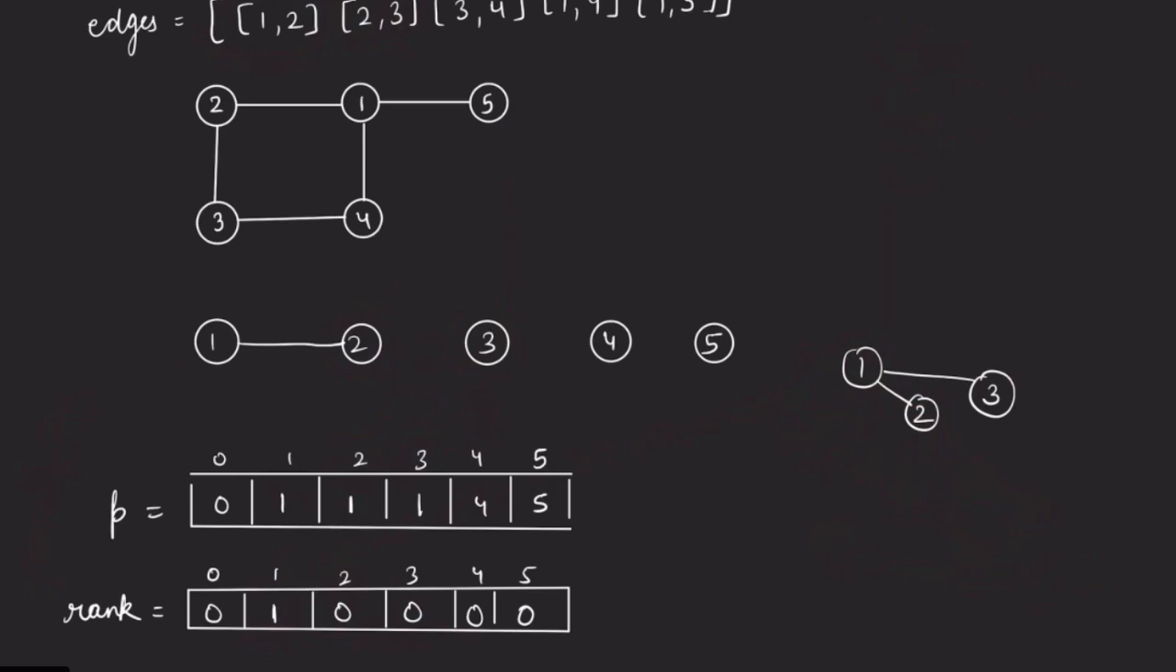So once we have done this, we will take the next edge, which is 3 comma 4, right? Then we check what is the parent of 3? 1. What is the parent of 1? 1 itself. So the parent of 3 is 1 and the parent of 4 is 4. Then we check the ranks. So the rank of 1 is 1 and that of 4 is 0, right? So we make 1 the parent of 4. So we connect 4 over here and the parent of 4 becomes 1.